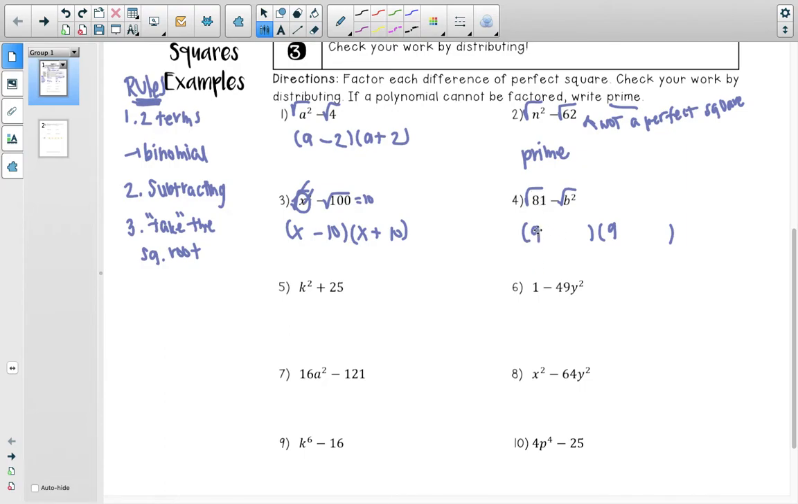So the square root of 81 is 9. It's the first term. I'm writing it first. The square root of b squared is b, because the square and the square root cancel out. And that's your answer. Okay. Moving on to example 5. These are 2 terms, but they're not subtracting. Since they're not subtracting and it fails one of the rules, it's automatically prime.